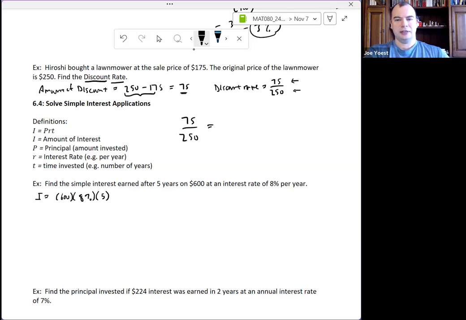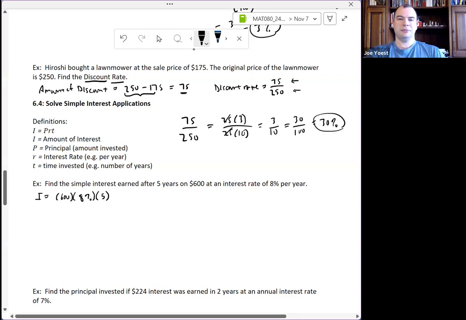And I see there's a factor of 5 in the numerator and denominator. There's even actually a factor of 25 in the numerator and denominator. So 75 is 25 times 3. 250 is 25 times 10. So I could start chipping away with a factor of 5, or I could recognize the full factor of 25. This gives me 3/10, or 30 over 100, or that's a 30% discount rate. So he bought this lawnmower on sale at 30% off. Any questions on that one?